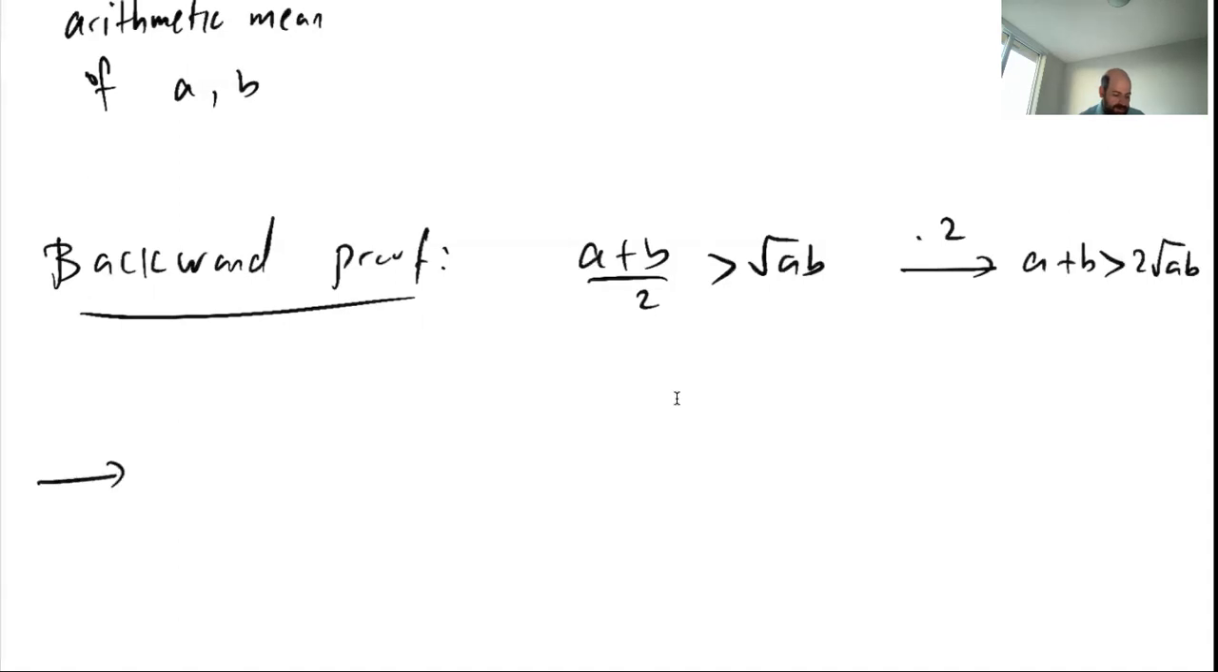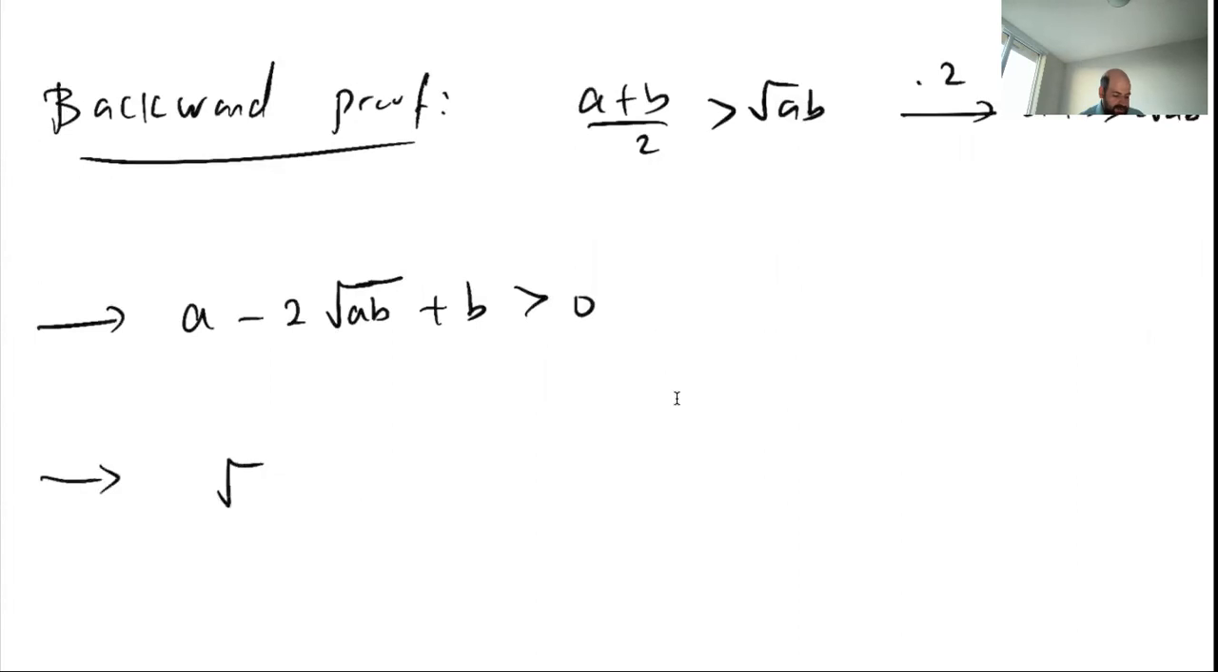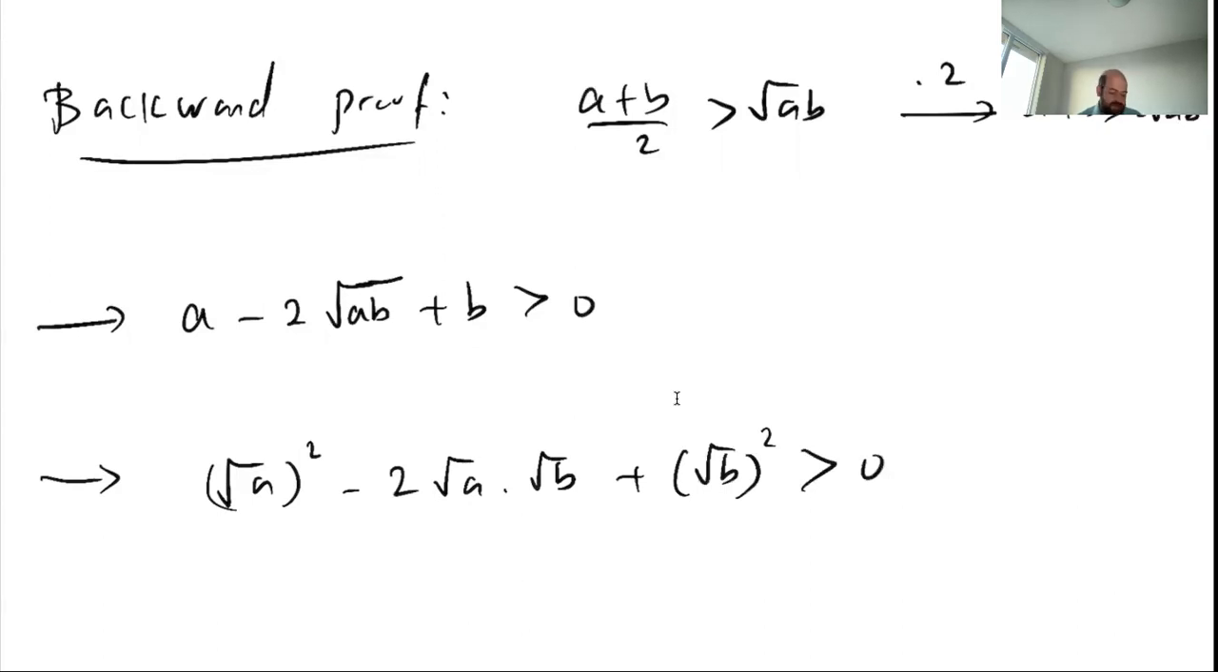And then I can take everything to one side. So a minus 2 root ab plus b bigger than 0. Now I can write this one as root a squared, minus 2 times root a, root b, and b can be written as root b squared. So in this step, the only thing I did, I replaced a with root a the whole squared, b with root b the whole squared, and root ab is root a times root b.